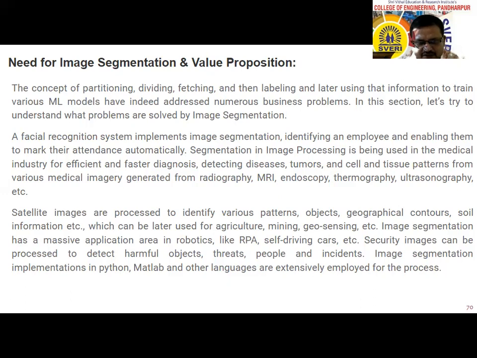Satellite images are processed to identify various patterns, objects, geographical contours, soil information, etc., which can be later used for agriculture, mining, geosensing, etc. Image segmentation has a massive application area in robotics like RPA, self-driving cars, etc. Security images can be processed to detect harmful objects, threats, people, and incidents. Image segmentation implementations in Python, MATLAB, and other languages are extensively employed for these processes.